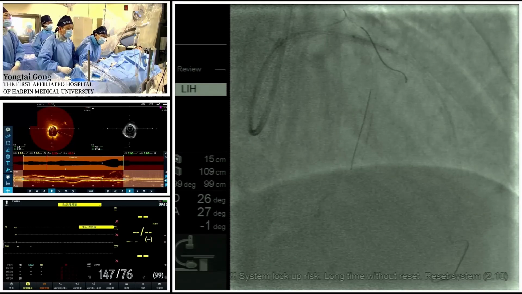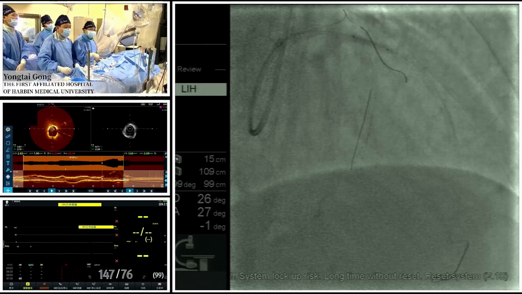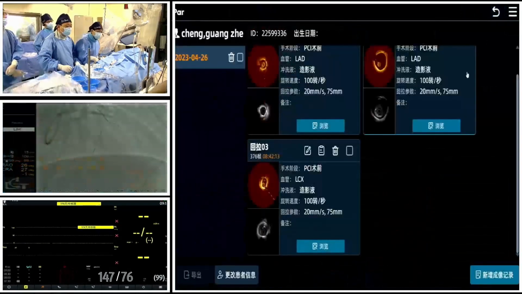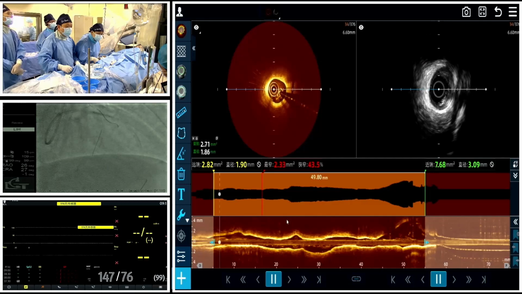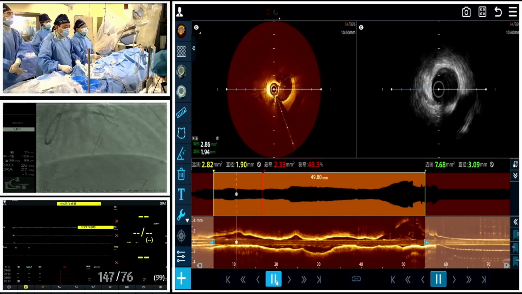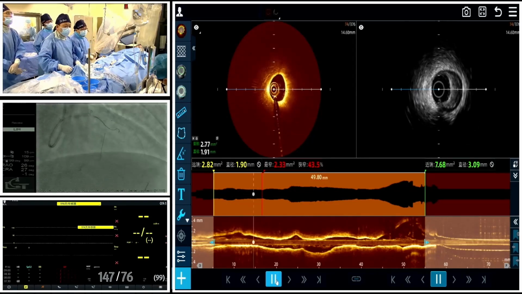As we see, the FFR for LCX is 0.95. In summary, I think the jailed wire technique is a rational choice for the LCX protection. And as Professor Gong said, we will use the crossover technique to treat the LM-LAD lesion.